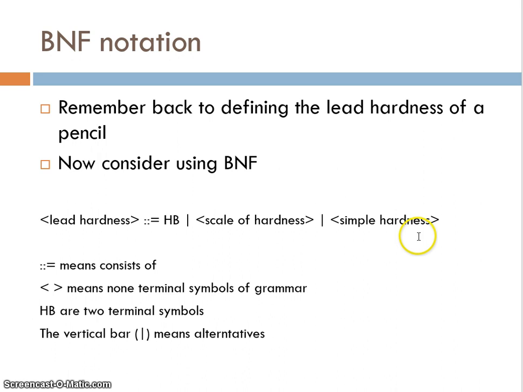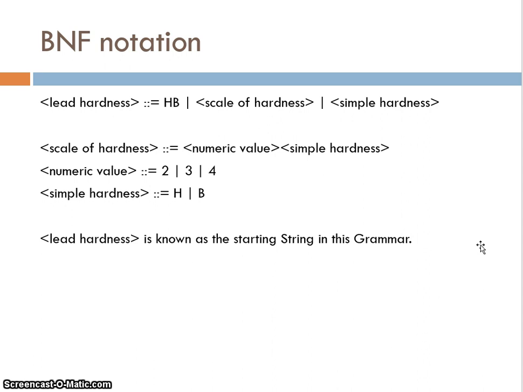These are terminal symbols of grammar, they're known, and the pipe means or. Looking at this fully, this is the BNF that represents it. So we're saying here lead hardness is either HB or scale of hardness or simple hardness, where scale of hardness is a numeric value followed by a simple hardness, where the numeric values are 2 or 3 or 4 and the simple hardness is H or B.